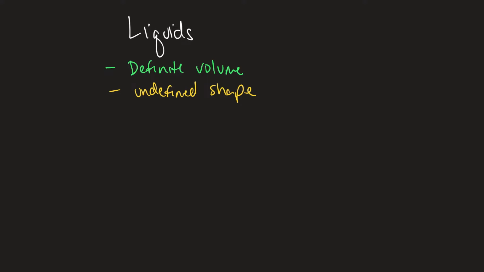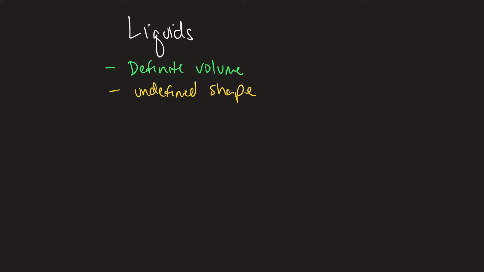So in this video, we're going to talk about liquids, and mostly its relationship with vapor. But a liquid is just any substance that has a definite volume but does not have a definite shape. The shape is pretty much undefined, and it's dependent on the shape of the container that it is in. So that's a liquid.